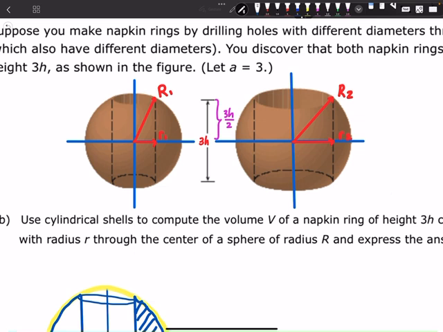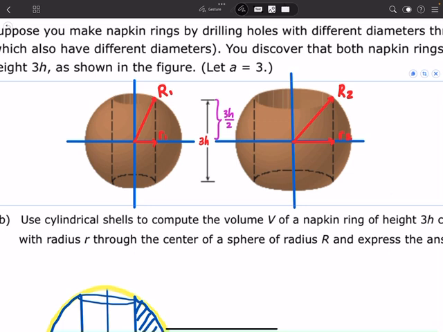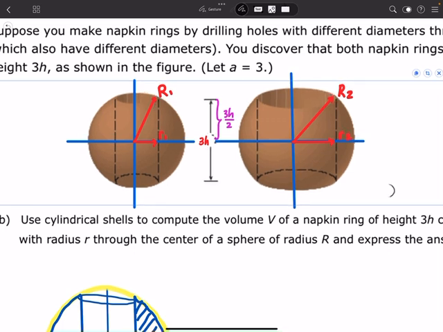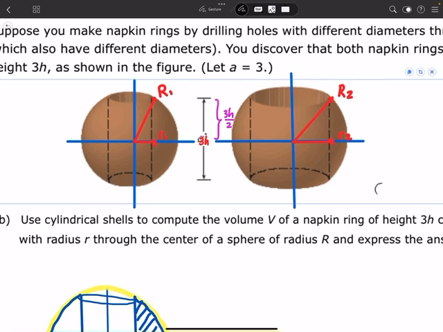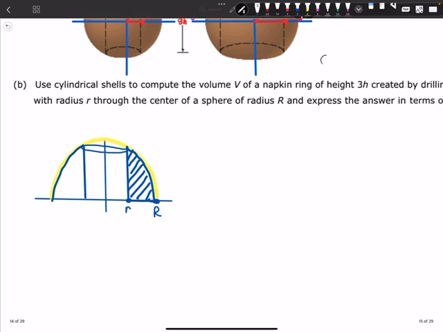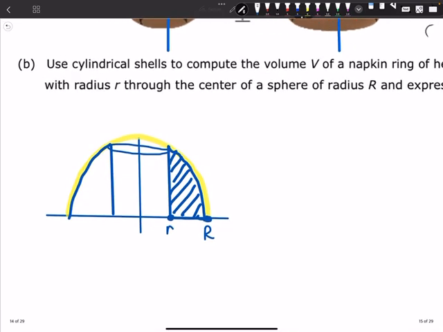So if I'm only considering this top half of the circle, then you're going to see that 3h over 2 is going to be our y value. This is going to be my y value up here. So this y value right here is 3h over 2.